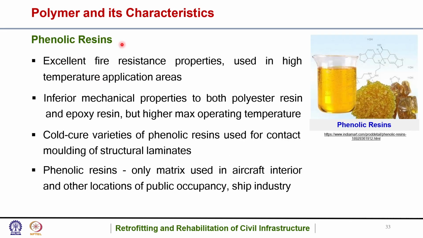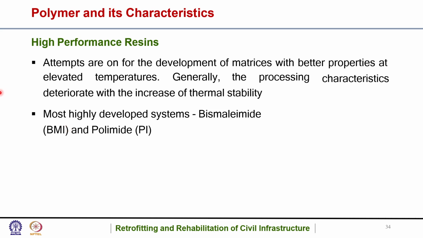Now let us talk about phenolic resins. So they provide excellent fire resistance properties, and they're used in high temperature application areas. They have inferior mechanical properties to both polyester resin and epoxy resin, but higher maximum operating temperature. They have cold cure varieties of phenolic resins used for contact molding of structural laminates, and the phenolic resins are the only matrix used in aircraft interiors and other locations of public occupancy and the ship industry. So these are some of the uses.